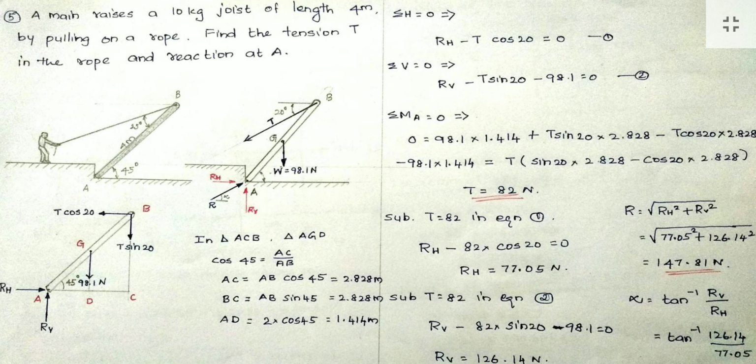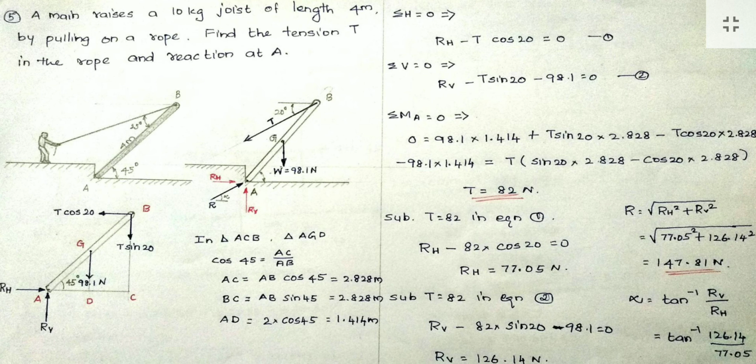So while solving, here T was the only unknown value. Solving this, we find the value of T as 82 Newton. So we find the answer, tension in the cable as 82. After finding the T value, we can find the values of RH and RV by substituting the T value in the first and second equation. From this I find the value of RH and RV.